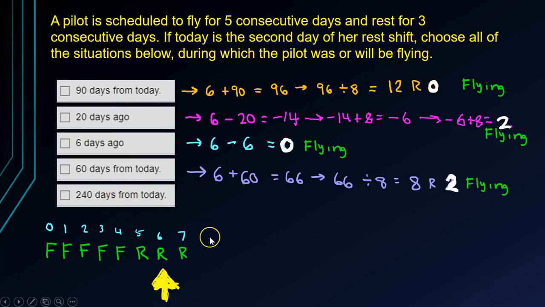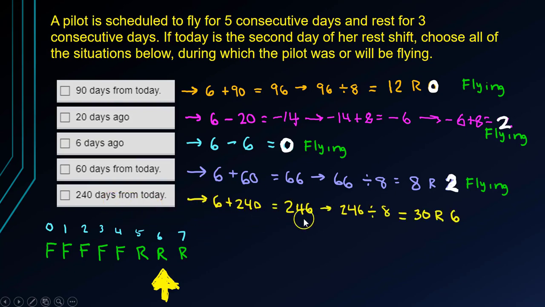And 240 days from today, I would do the same thing. I have 246, divided by 8 is 30 with a remainder of 6, which means I go through 30 full cycles of this, and then I have 6 more days remaining, which puts me right here, back at the same place again, at a resting day. So this resting day is the only one I have on this list, and your list might be in a different order because it was set to be randomized. But that's the only description given here where she would be resting. The other days she would be flying.